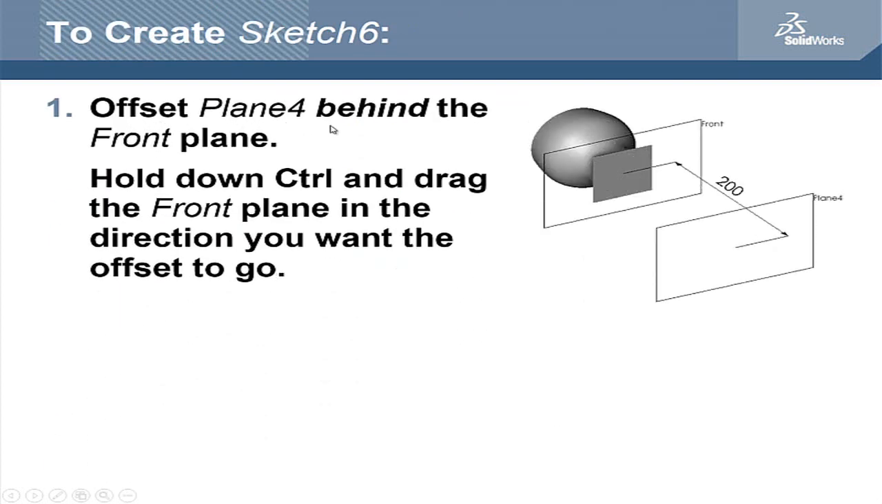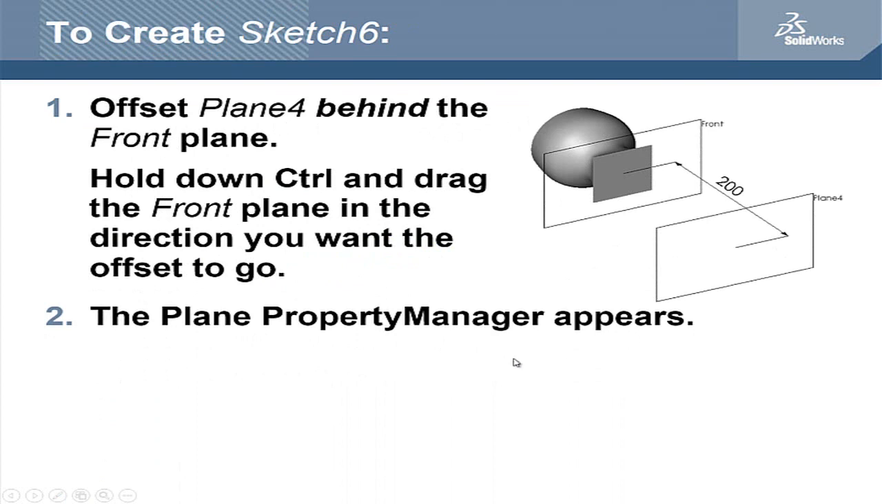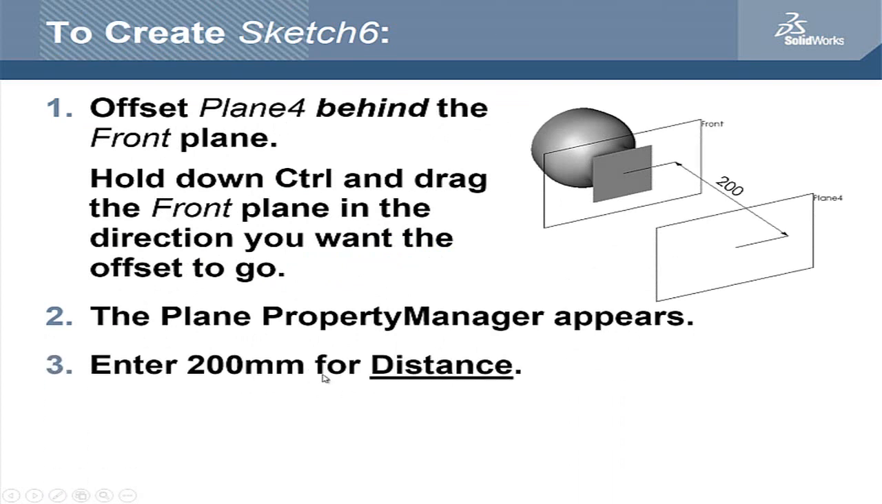Offset plane 4 behind the front plane. Hold down the Control key and drag the front plane in the direction you want the offset to go. The Plane PropertyManager appears. Enter 200 millimeters for the distance. And then click OK. You could have also just put in the 200 millimeters, and if it was in the wrong direction, you could have hit reverse direction.